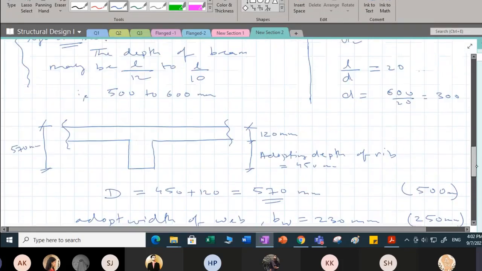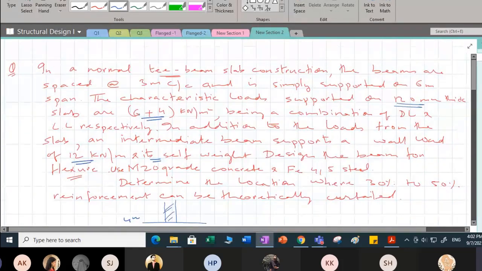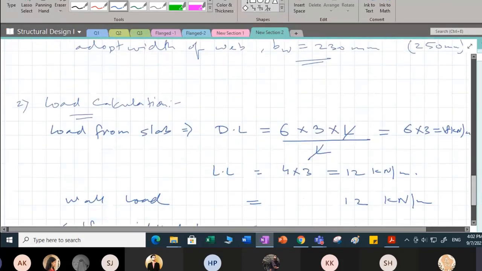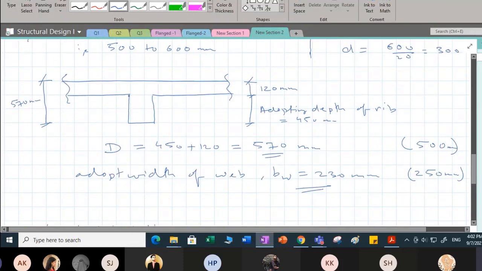So how are you going to compute the self weight of the beam? Here, this 120 mm thick slab is being considered in the dead load, so already 6 kilonewton per meter square, the self weight of the slab, has been given to you. But here I want to know the self weight contribution from the rib part, because the slab part's dead load is already included. What is the dead load contribution from this shaded rib part?